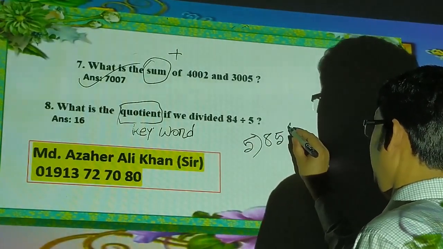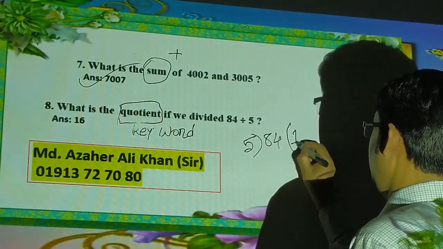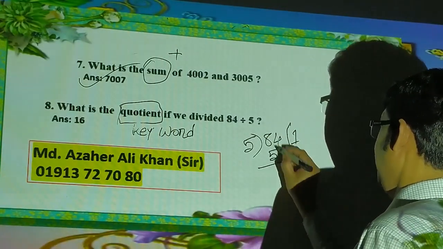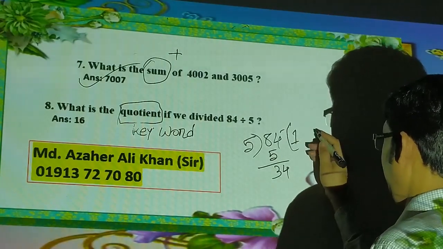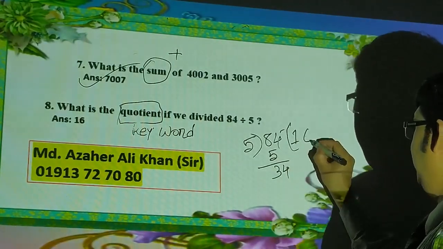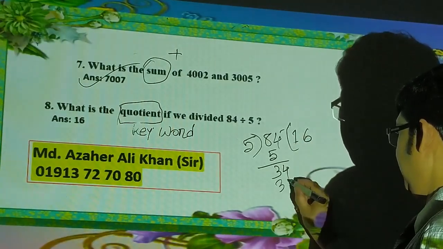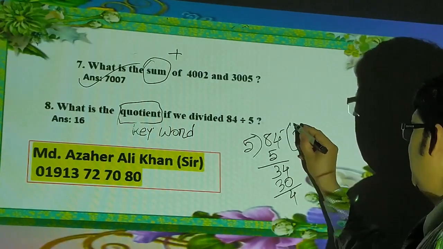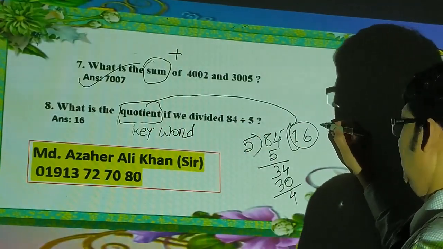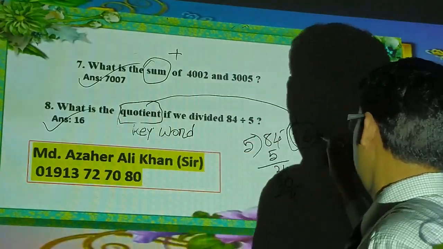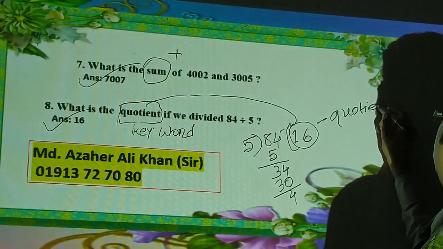8 divided by 5. 84 is given. So how many times? 1 time. So 5 put here, subtract here 3 and put 4. So okay, how many times? 7 times? No. 6 times. You see, 6 fives are 30, carry 4. So our requirement is the quotient. This is called the quotient. So the answer is 16. This is called the quotient. Okay, my students.